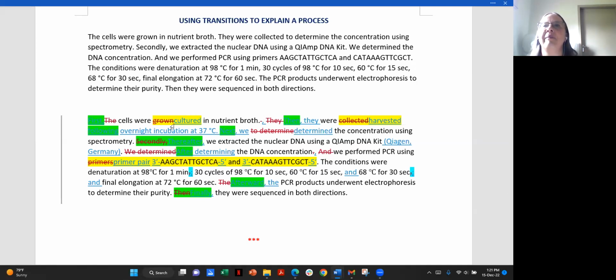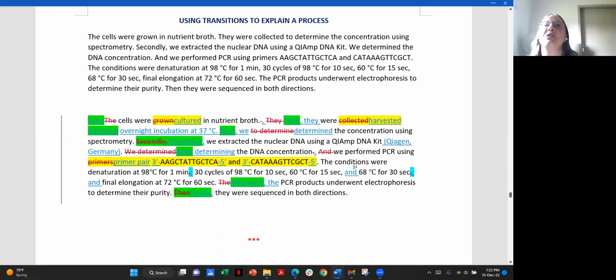Okay, so then going on from that, I've said next, we determine the concentration using spectrometry. Thereafter, we extracted the nuclear DNA using a QIAamp DNA kit. Just here, I've also added in the supplier details, which is usually a requirement of the journal. And then I've said after determining the DNA concentration, we performed PCR using these primers.